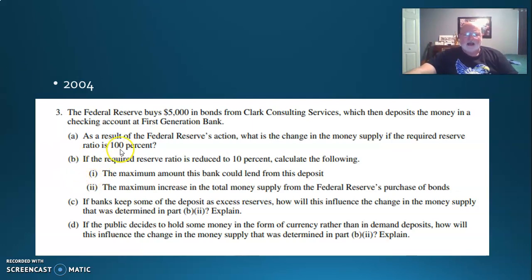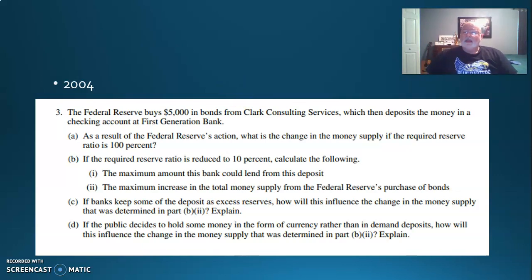I don't know why they use these I's. I think they're Roman numerals. I just wish they had 1, 2, 3, 4, 5, 6, but you've got to write down what question you're answering. So you have A with an answer, then B-I, and now B-II: the maximum increase in the total money supply from the Federal Reserve's purchase of bonds. Because this was a purchase of T-bills and all this money was new, it's 5,000 times 1 divided by 0.1, which is 10. And so the answer is $50,000.